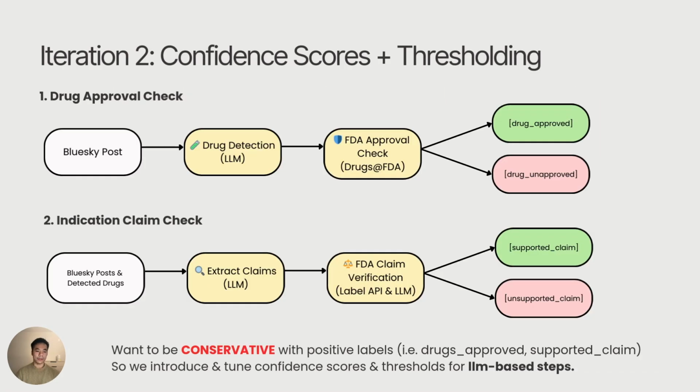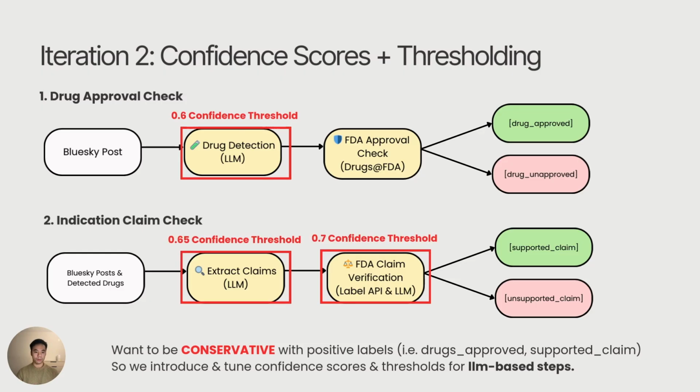The second is that we realized we wanted to be really conservative with the positive labels that we are serving the user because we are dealing with a health domain. So we introduce and tune confidence scores and thresholds for all the LLM-based steps. And we have these thresholds be pretty high because, again, we think it's dangerous to tell people that drugs are approved when they're really not, or a claim is supported when it's really not. And it's especially high, if you notice, for the claim verification step because we think that's especially a dangerous step.